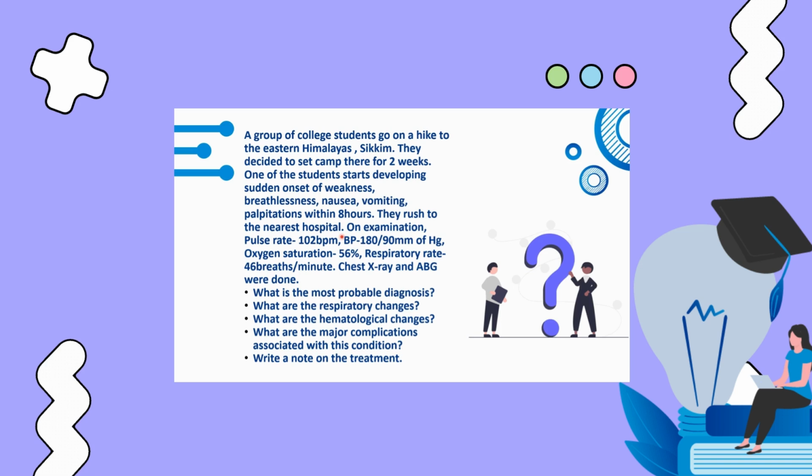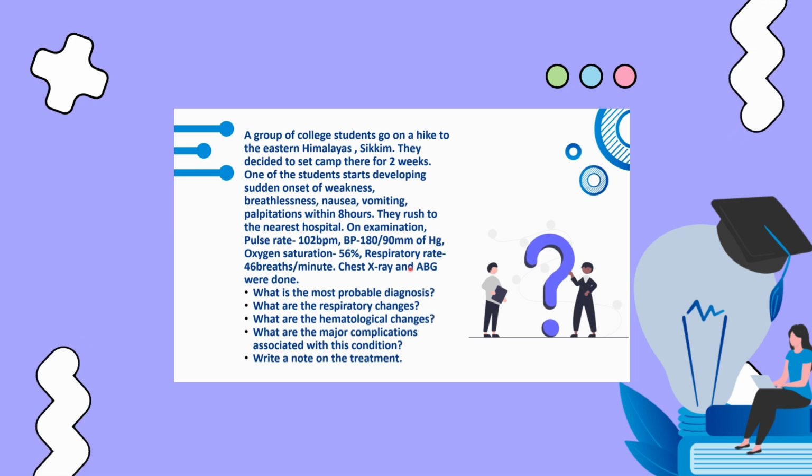On examination, it was found that the pulse rate was 102 beats per minute, blood pressure was 180 by 90 millimeter of mercury, oxygen saturation was 56%. Respiratory rate was 46 breaths per minute and chest X-ray and ABG were done. So with this case, we need to answer certain questions. First of all, what is the most probable diagnosis?